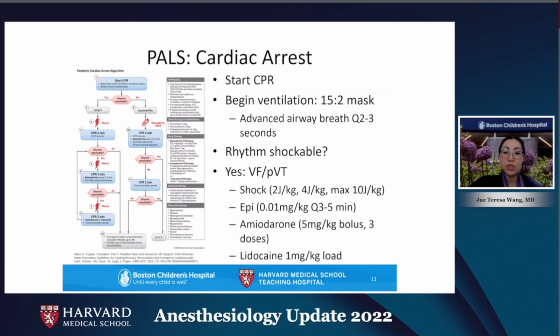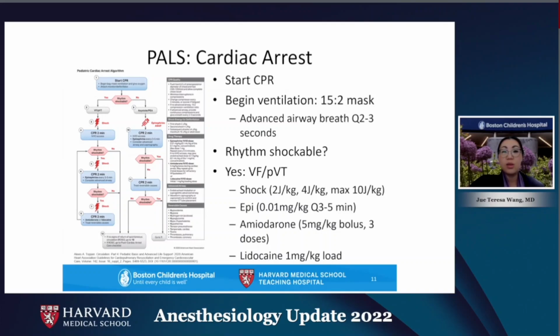At the next rhythm check, determine whether or not the rhythm is still shockable. If so, deliver a second shock at an escalated dose of joules per kilo. And at this point, it is advisable to give IV epinephrine at a dose of 0.01 milligrams per kilogram and continue to give epinephrine every 3 to 5 minutes. After the shock, resume chest compressions without delay until 2 minutes later at the next rhythm check.